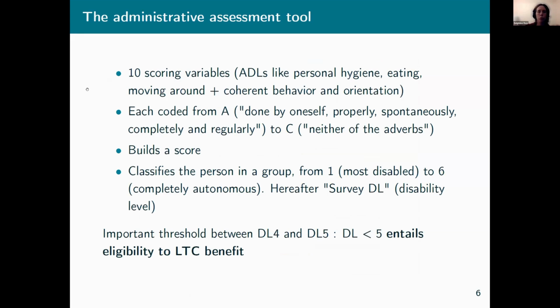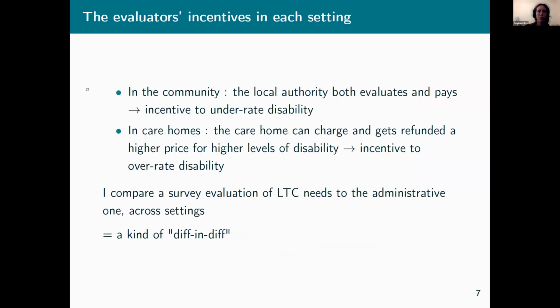A means you can do things by yourself properly, spontaneously, completely, and regularly. And C, you can do none of the adverbs. Then you build a score and get classified into a group. The important threshold is between disability level 4 and 5. If you're below 5, then you're eligible for the long-term care benefits. Okay. So in the rest of this presentation, DL will be disability level.